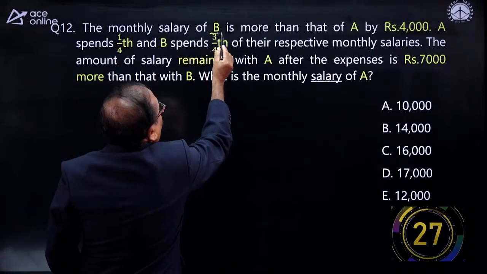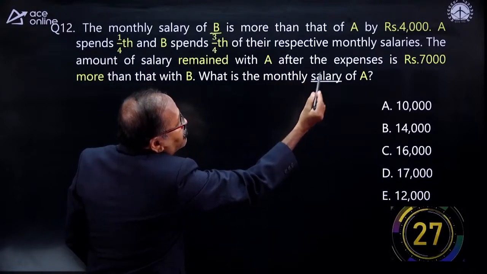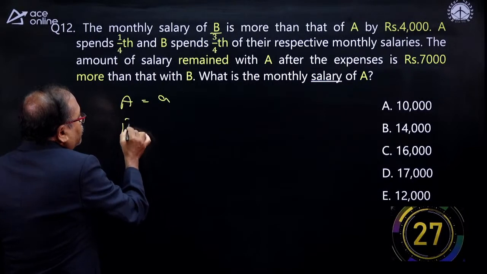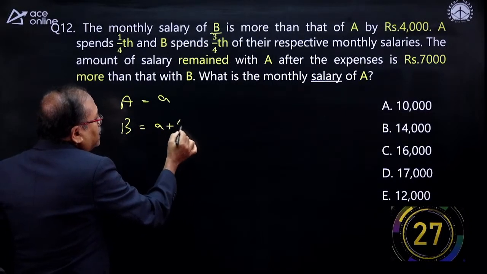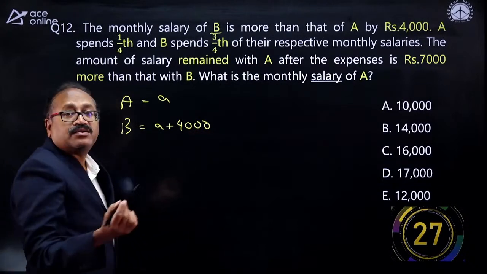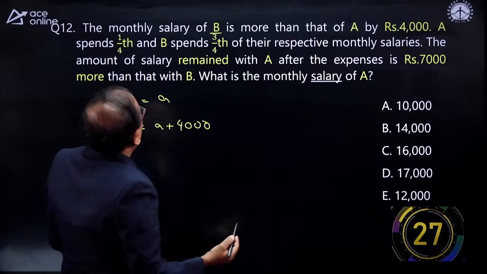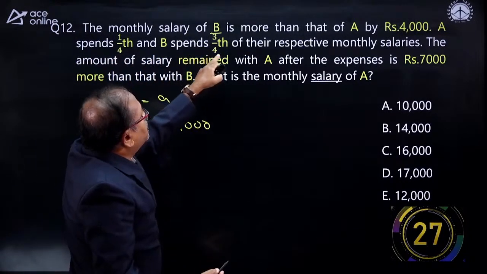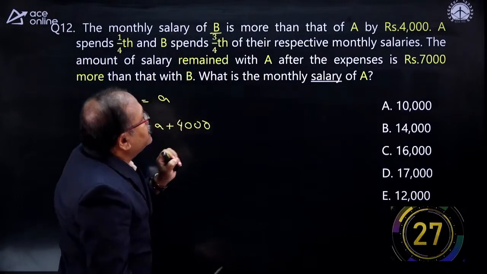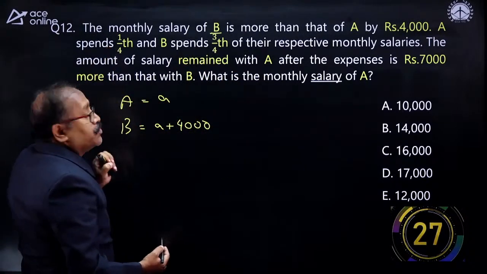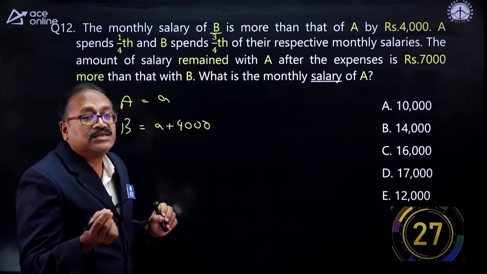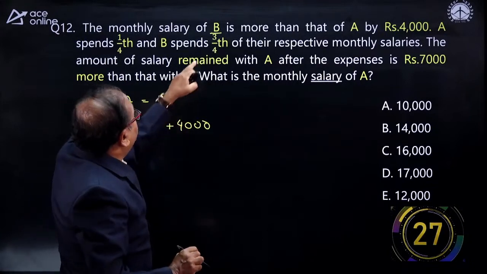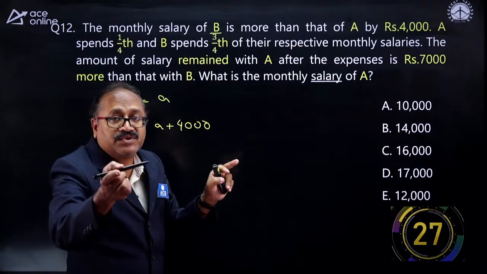A monthly salary of B is more than A by 4,000. That means if I take A's monthly salary as rupees A, then B's monthly salary will be A plus 4,000. Is this given in the question? And the next one, A spends 1/4 and B spends 3/4 of their respective monthly salary. So spending 1/4, what is the saving? The saving will be 1 minus 1 by 4, which is 3 by 4. And B spends 3/4, that means he saves 1/4.